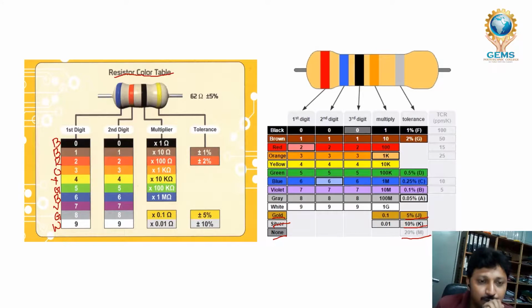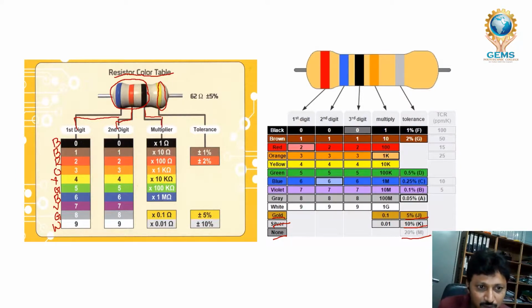So what happened? How many bands are here? There are 1, 2, 3, 4 bands. Besides this, here we only consider these 3 bands. The final one is the tolerance band. So this is the 3 bands. How are we going to find them? The first band is the first digit, the second band is the second digit, and the third is a multiplier.